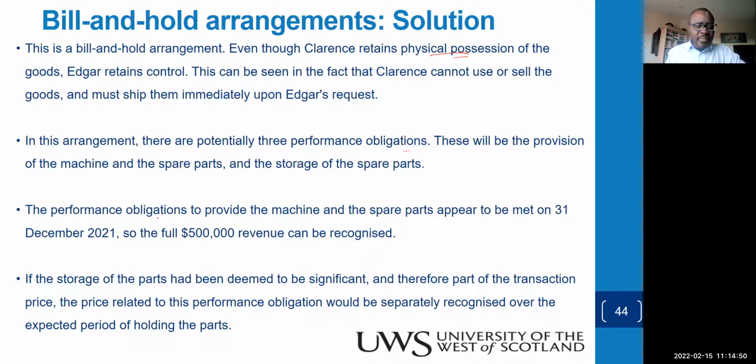The performance obligations to provide the machine and the spare parts are met on the date we dispatch to the customer. So we recognize the whole amount in full, the 480 plus the 20. Now they said the storage costs are insignificant. But assuming they were significant and therefore part of the transaction price, then the price related to this performance obligation would also have been separately recognized over the expected period. But it says insignificant, so I don't include it. Otherwise, I would have to recognize it.